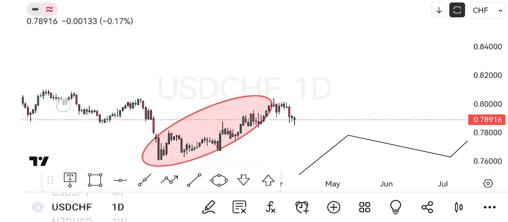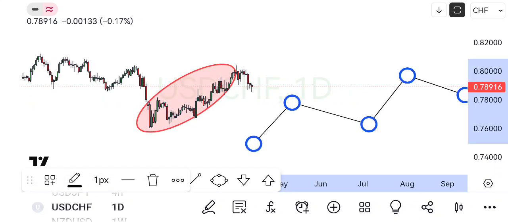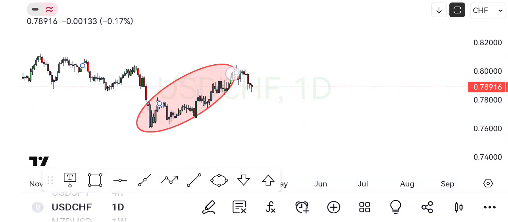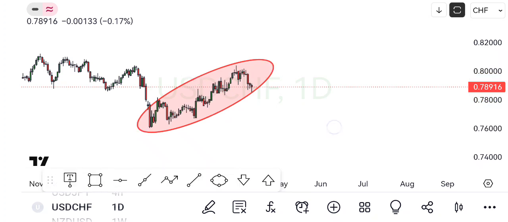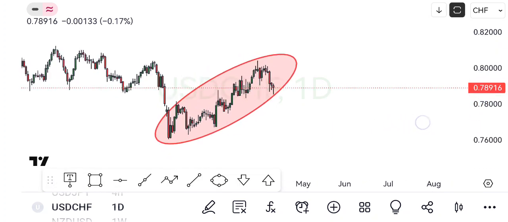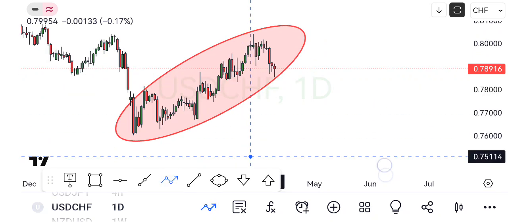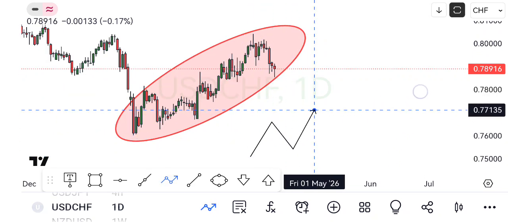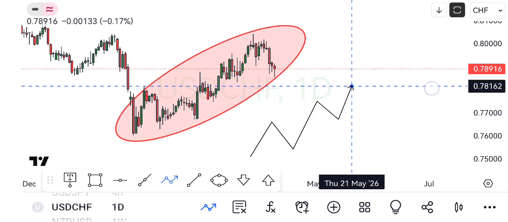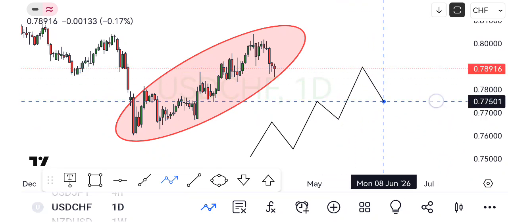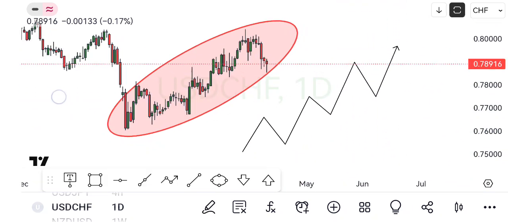Let's go to daily. As you can see, this is that minor uptrend that I mentioned. Here it is, minor uptrend. What are you supposed to do when you have an uptrend? You are supposed to be looking for buying opportunities. Right here, you should be looking for buying opportunities only because the market is going up.